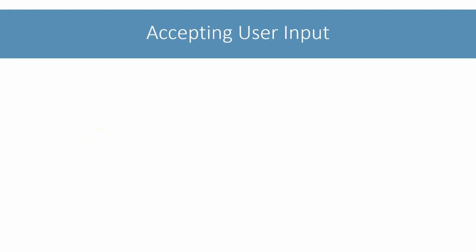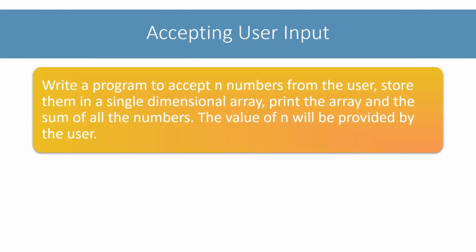In this lesson, we will learn how to accept user input in an array. For this, we will write a very simple program which will accept n numbers from the user, store them in a single dimensional array, and print the array along with the sum of all the numbers. This n, that is, how many numbers the user wants to store, will also be provided by the user as an input. So let's switch to BlueJ and start writing this program.